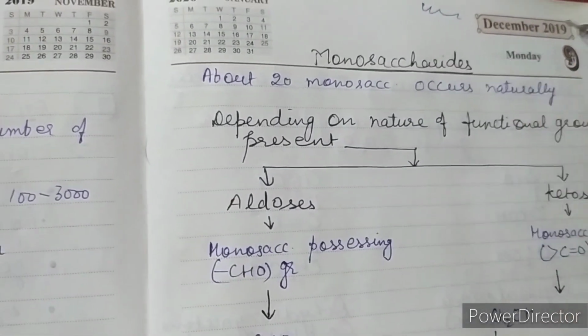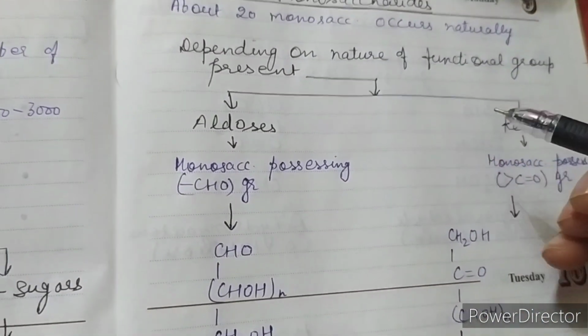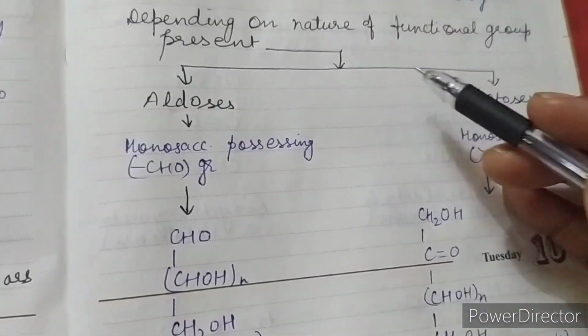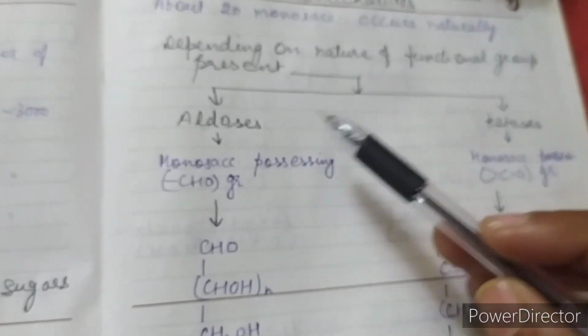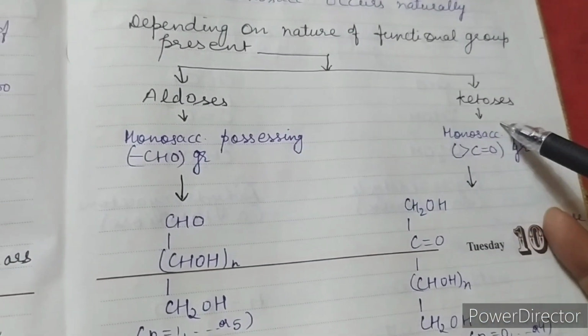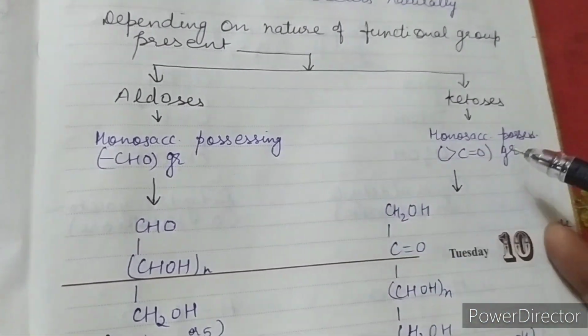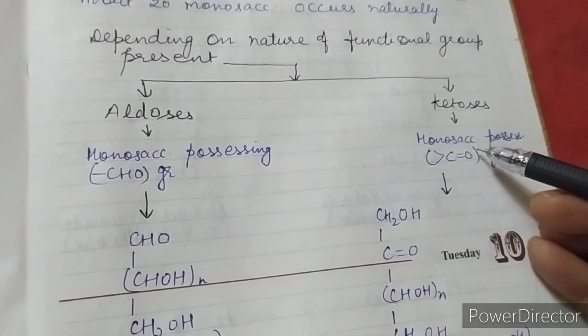Now let's see how these monosaccharides are classified. These are classified on the basis of two categories. Number one is on the basis of the functional group present in it. Depending on the nature of the functional group, there are two types of monosaccharides, aldoses and ketoses. If an aldehydic group is present, then it is called aldose, and if the monosaccharide contains a ketonic group, then it is called ketose.